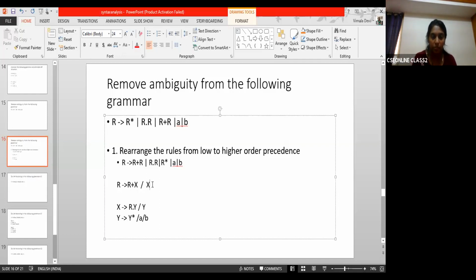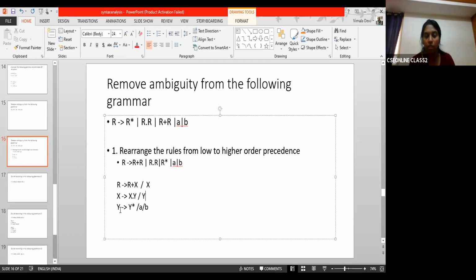So X is replaced by, it is not R dot Y, it must be X dot Y. Again, the dot operation is also left recursive. X dot Y, and this X can be replaced by Y. Then this Y is nothing but Y star. Then finally, this Y can be A or B.